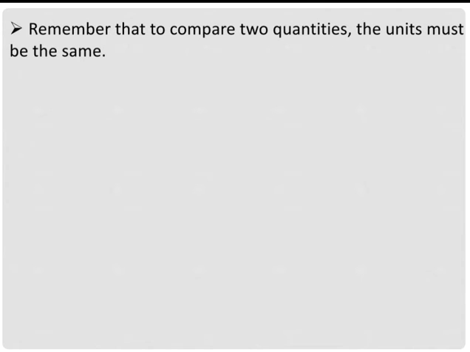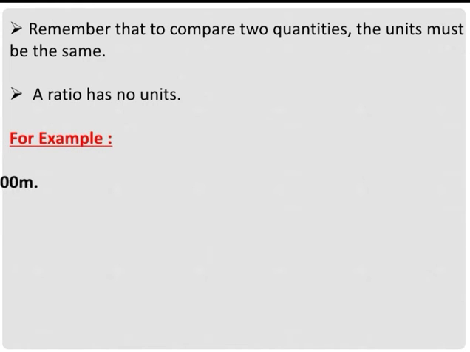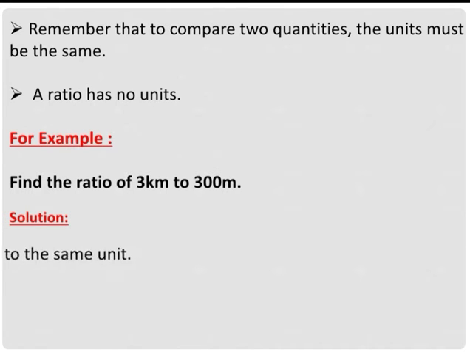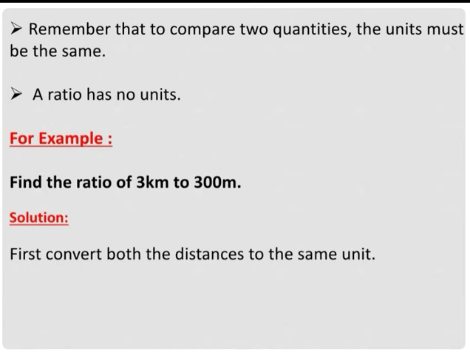Remember that to compare two quantities, the unit must be the same. A ratio has no units. For example, find the ratio of 3 km to 300 meters. First we have to make both the units the same. First convert both the distances to the same unit.